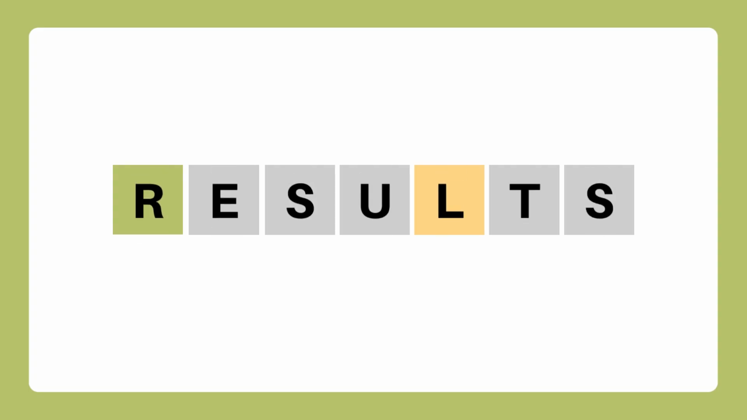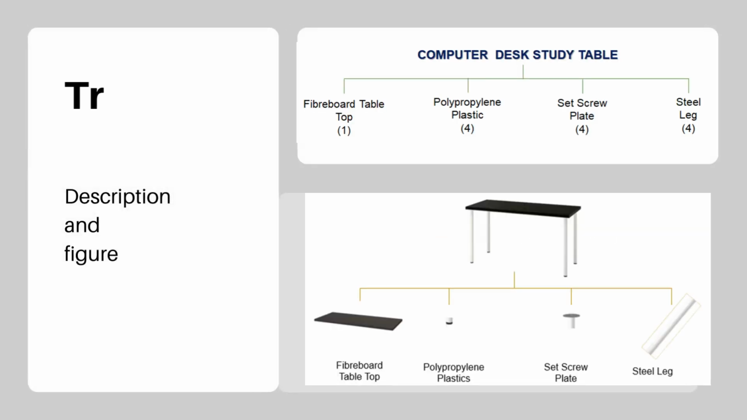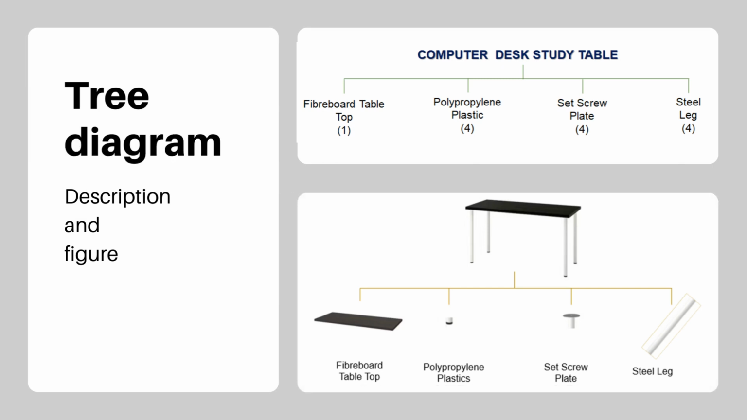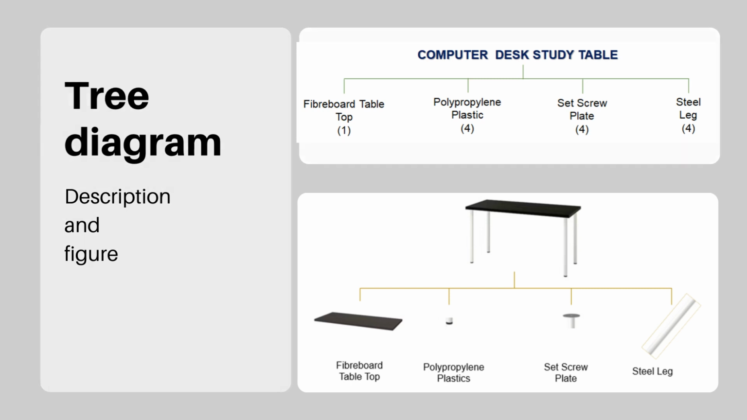Assalamualaikum. My name is Nur Sabrina binti Kamaruddin. So I'm going to present the results for our group project. This is our tree diagram by description. Our end item is a computer desk study table. There are 4 components required to produce a single unit of computer desk study table. There is a unit of fiberboard tabletop, 4 units of polypropylene plastic, 4 units of set screw plate, and 4 units of steel leg. This is the tree diagram by figure.